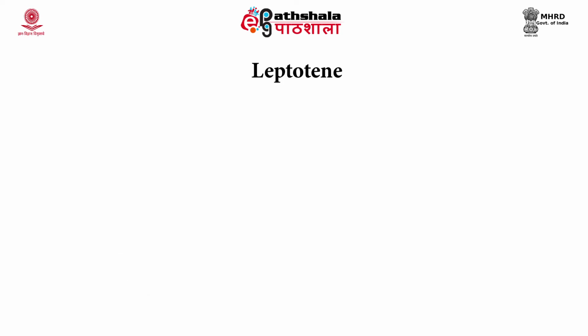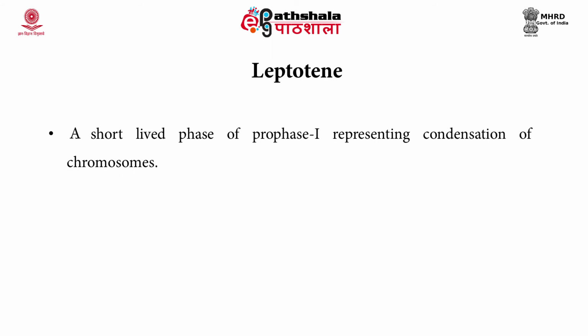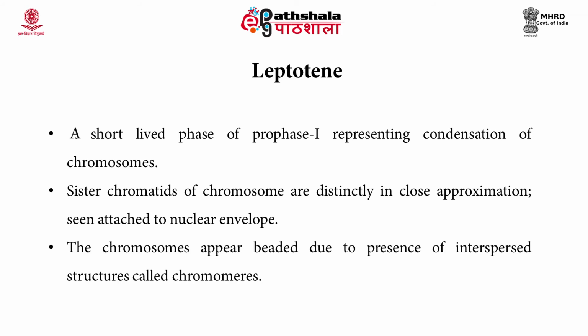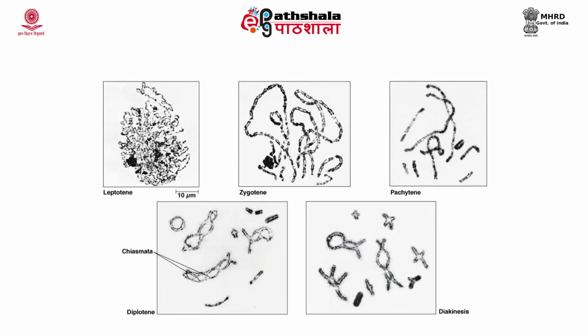Leptotene of prophase I. It is a short-lived phase representing condensation of chromosomes. Here, sister chromatids of chromosome are distinctly in close approximation, seen attached to nuclear envelope. The chromosomes appear beaded due to the presence of interspersed structures called chromomeres.